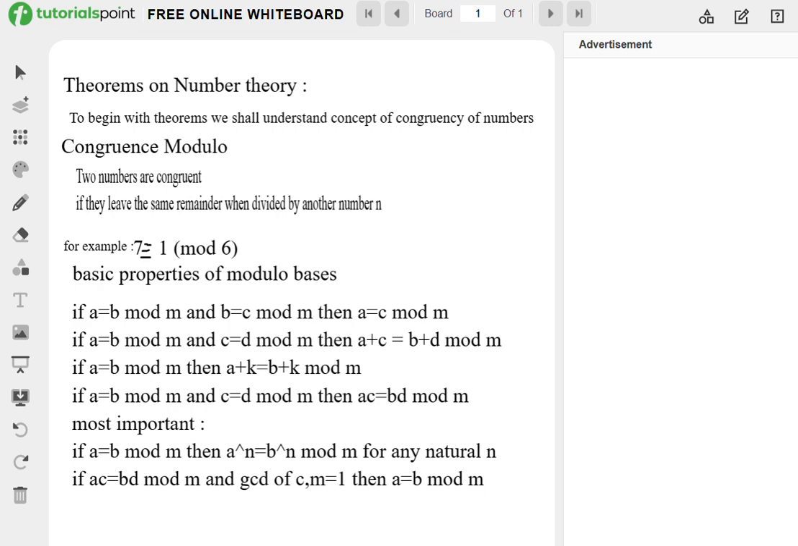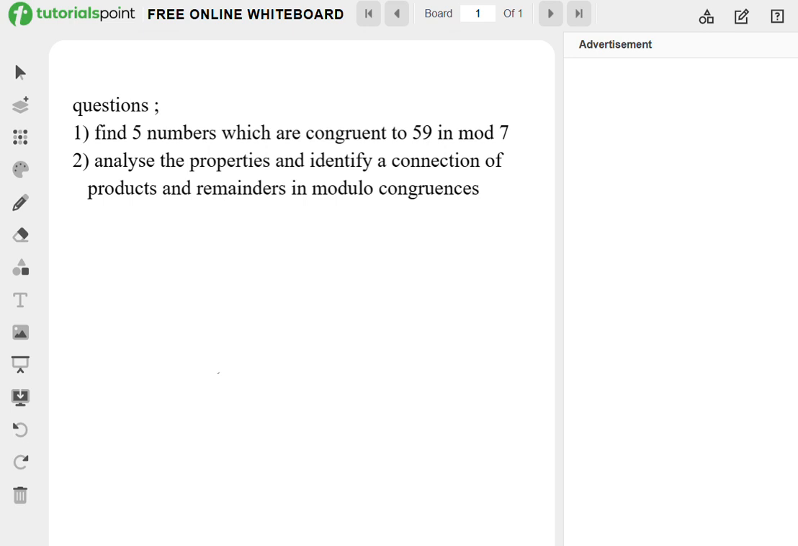Okay, and if AC is congruent to BC mod M and GCD of C and M is 1, then A is congruent to B mod M. Again, let's take some examples now. So just solve these questions first, and when you're done, you should yourself understand the question. Take your time, and let's move on to the next topic now.